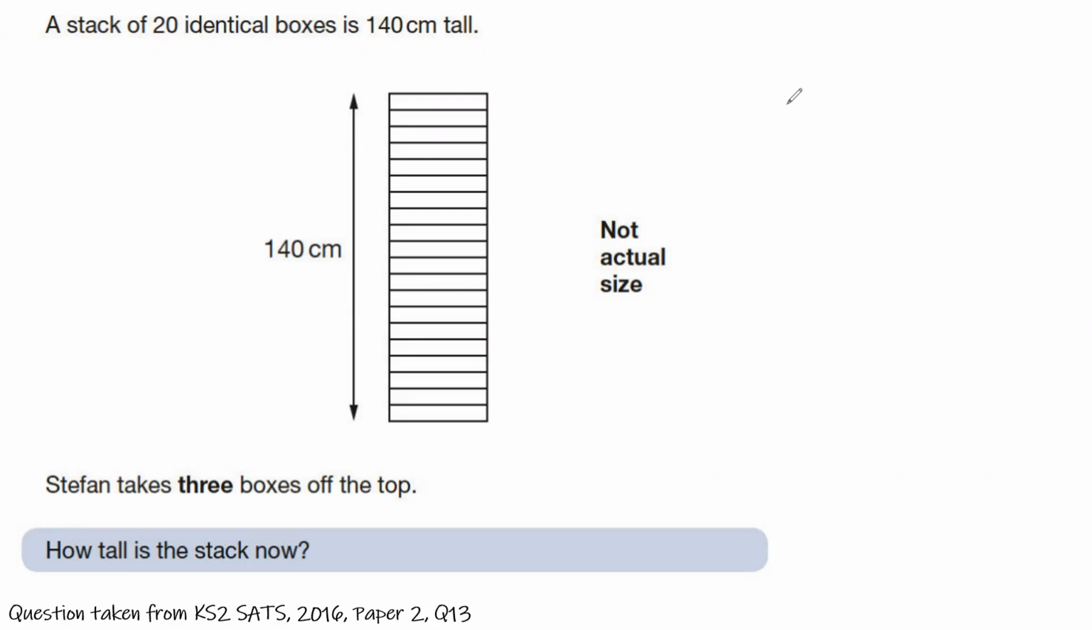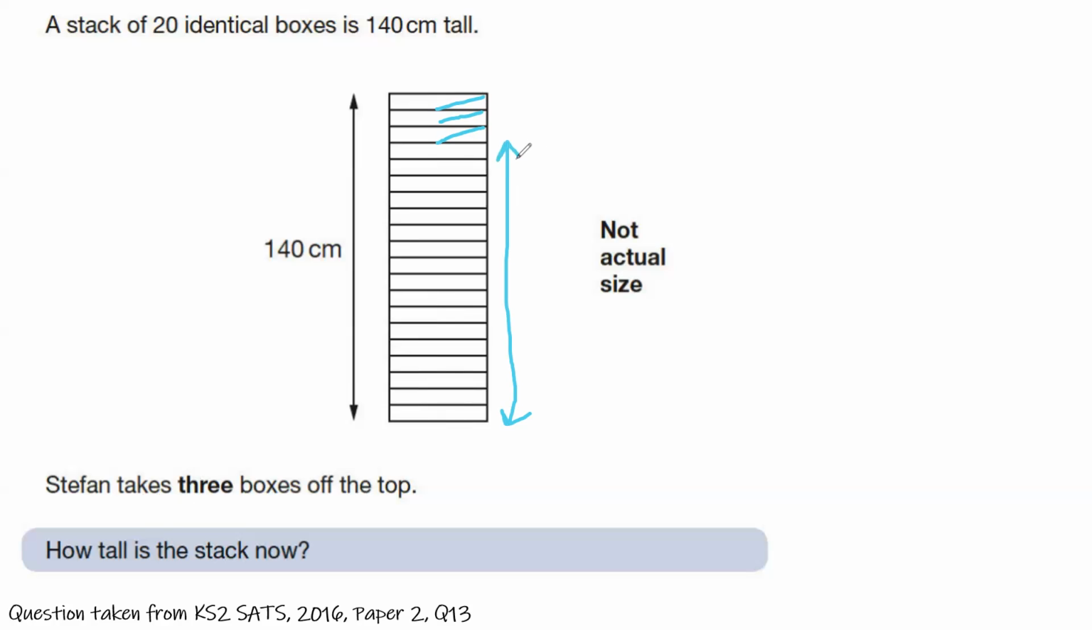So this question, we've been told we've got a stack of 20 identical boxes, and that is 140 centimeters tall in total. So from bottom to top, these 20 identical boxes is 140 centimeters. We've then been told that Stefan takes 3 boxes off the top. So he's taken off this one, and off this one. And we want to know the new height, so how tall this stack is now.